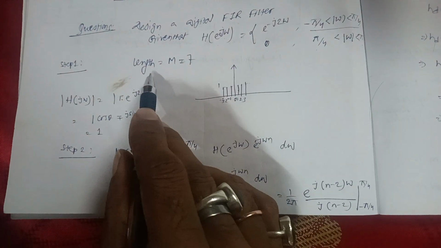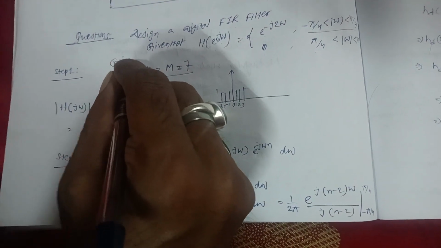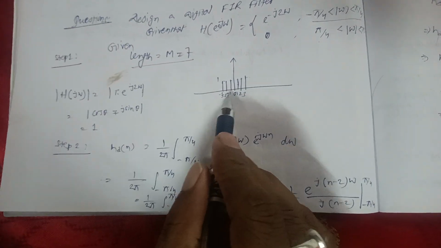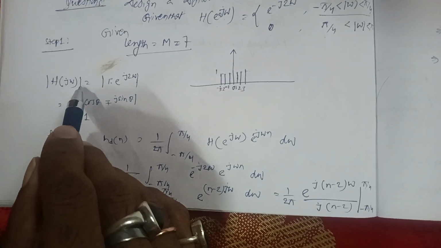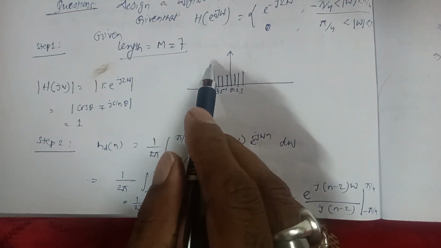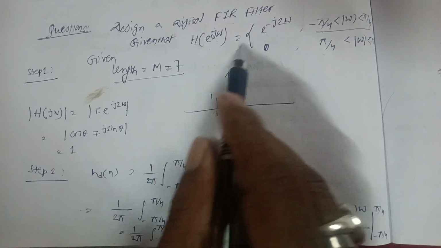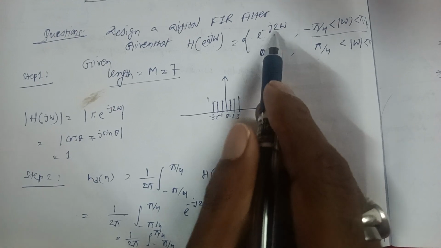So suppose the length is given, that is M equals 7. So we know that this is, suppose, a sequence. So mod of H of e to the power j omega equals, it is nothing, that means 1 into e to the power minus j2 omega.